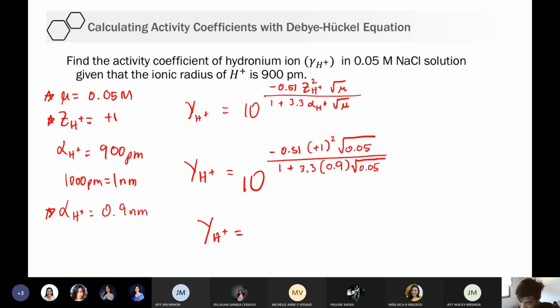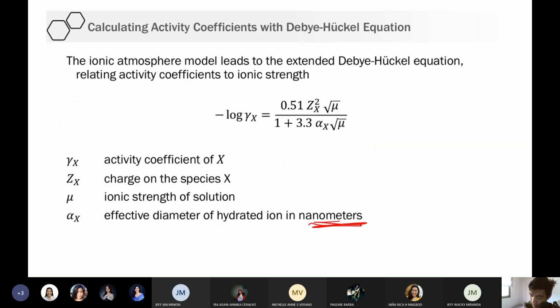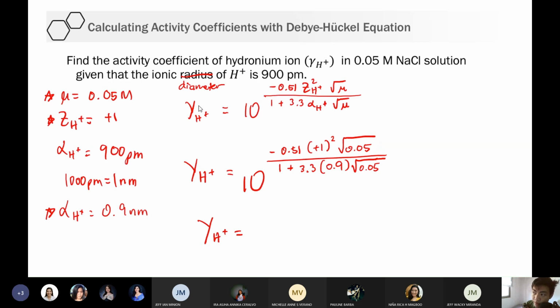Let us now solve for gamma. And by the way, this is a typographical error. That's not the radius, that is the diameter. I forgot to correct that, because it tells us here that it must be in diameter units. So this is not the radius, that is the diameter.